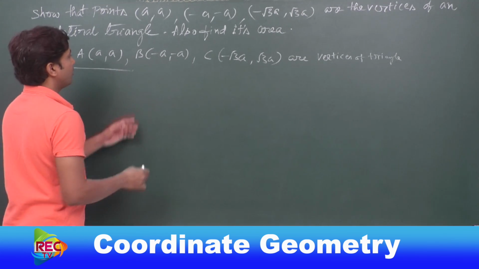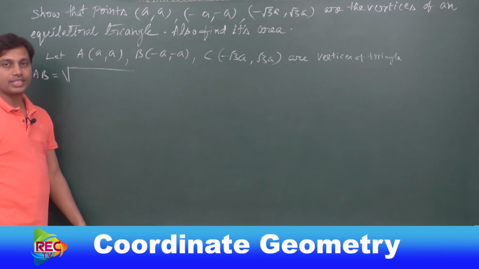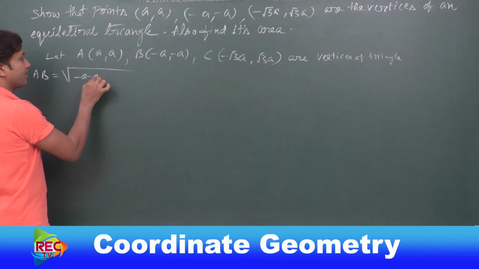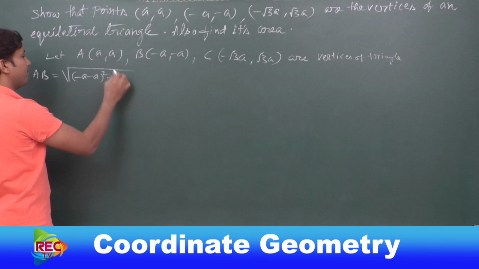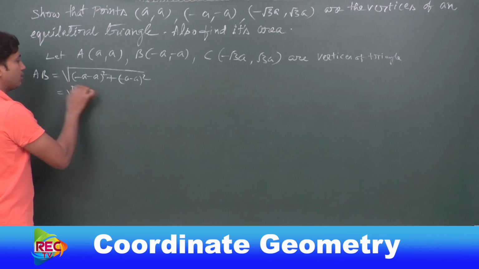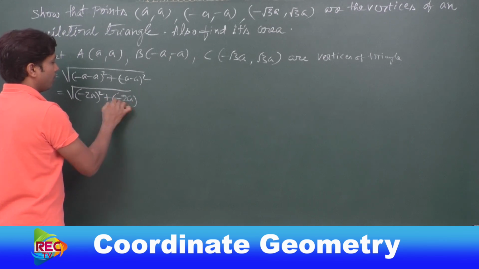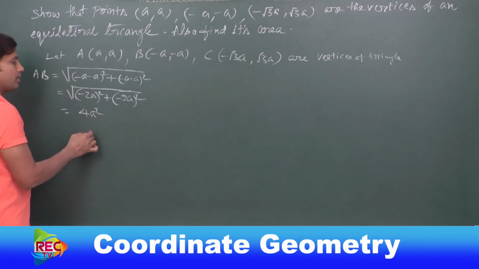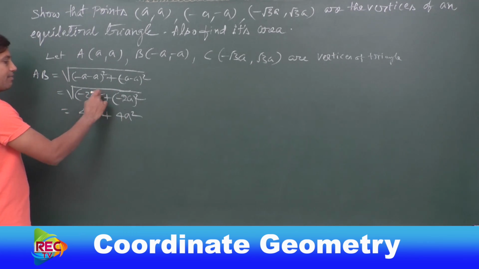Now as we know, the formula is square root of x2 minus x1 whole square plus y2 minus y1 whole square. So what is x2 minus x1? Minus a minus a, whole square, plus y2 minus y1 whole square. This is also minus a minus a. So we get minus 2a whole square, and here also minus 2a whole square. Okay, now tell me, minus 2a whole square will be plus 4a square or not? Yes, and this is also plus 4a square, since there is a square, means even power.